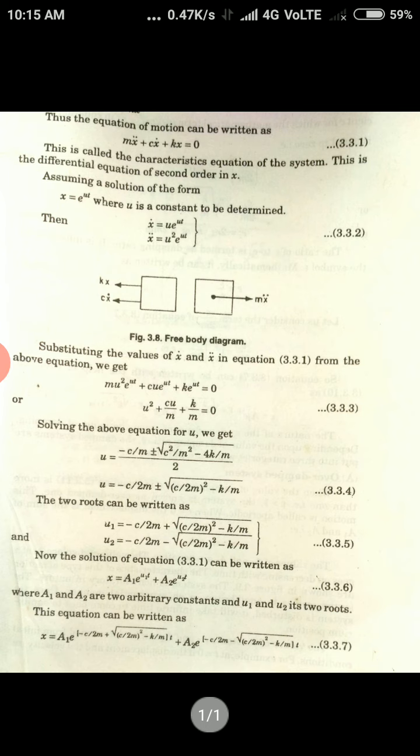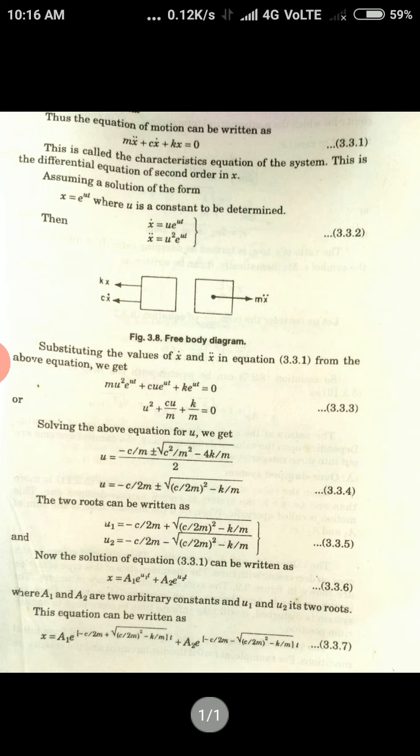This is an equation of the quadratic form, a x square plus b x plus c equal to 0. For a x square plus b x plus c equal to 0, you know the solution is x equal to minus b plus or minus square root of b square minus 4ac, divided by 2a. You have seen this in mathematics. For this equation 3.3.3, a equal to 1, b equal to c by m, and c equal to k by m.